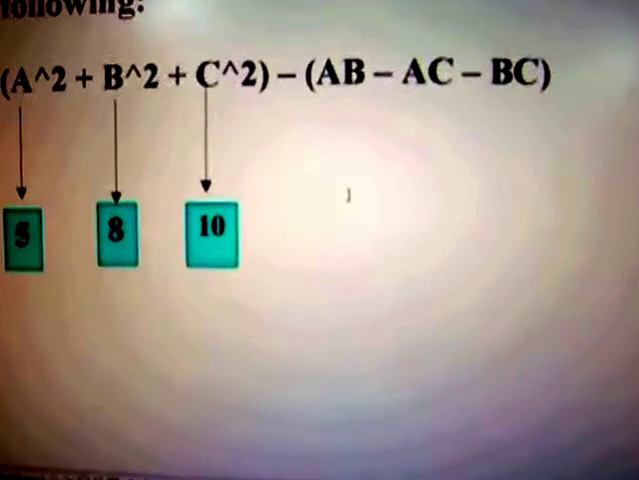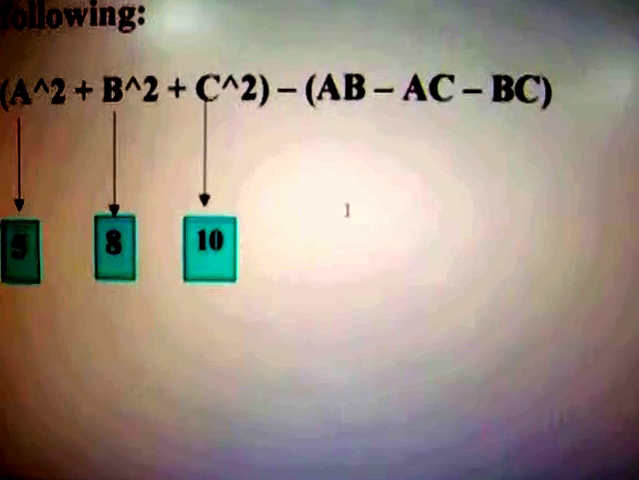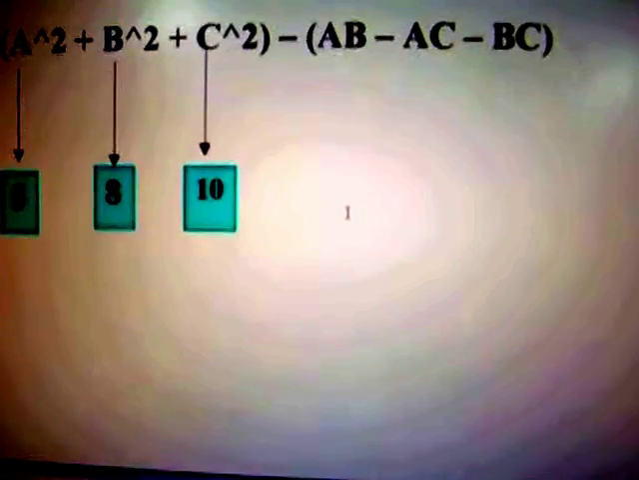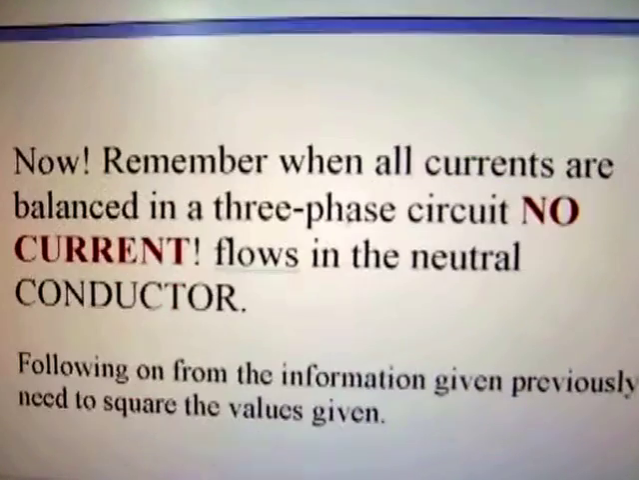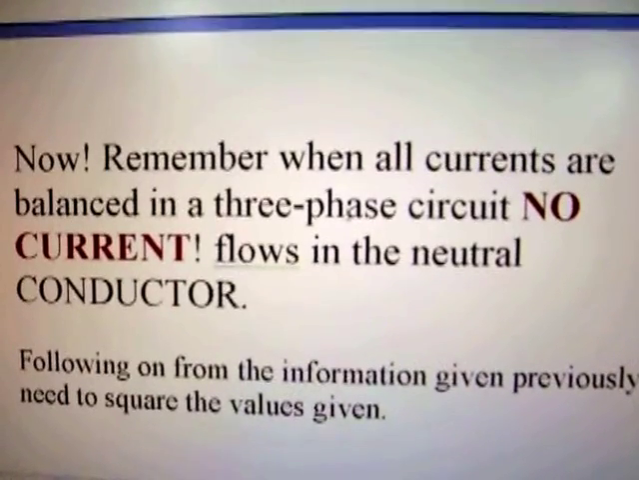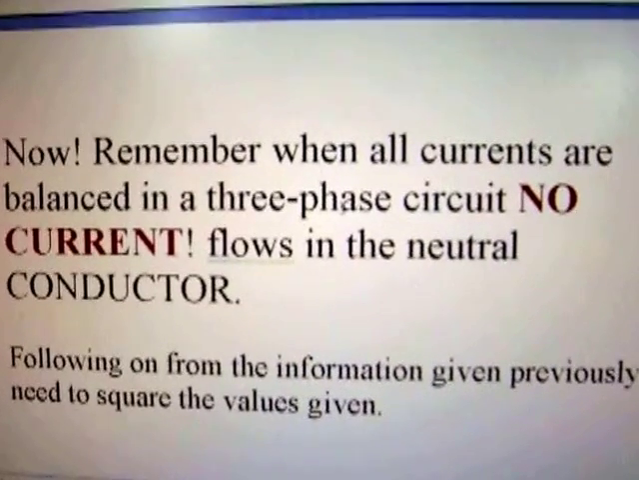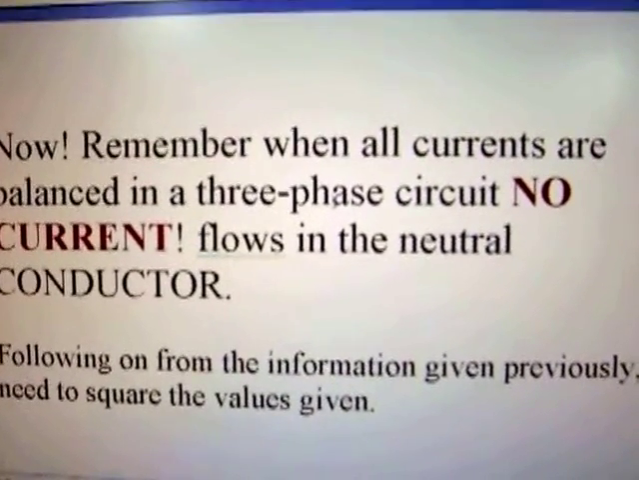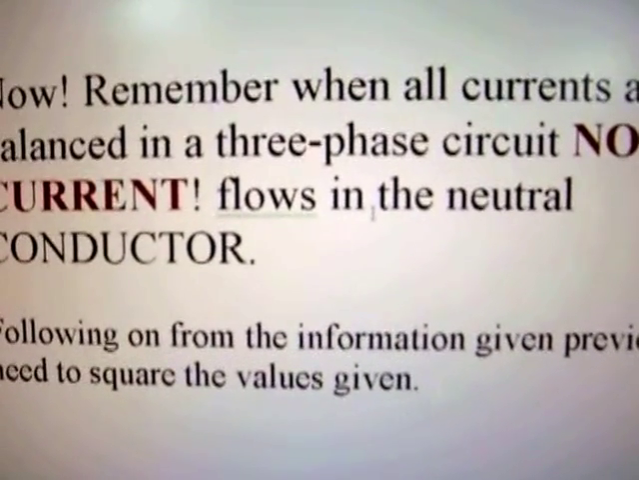Now I do have a little question for myself on this, but I might get back to that a little bit later, after I've checked out a little bit more information for myself. Now remember, when all currents are balanced in a three-phase circuit, no current flows in the neutral conductor. It's worth bearing that in mind.